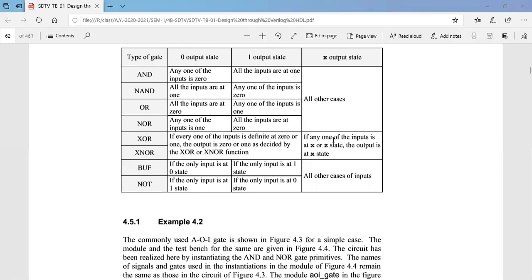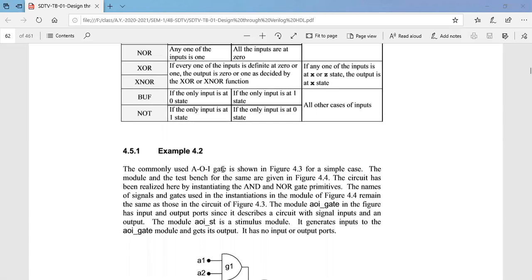So if any one of the inputs is at X or Z state, the output will be only X state. Generally, we don't make the output in the high impedance state. That thing we have already seen in the previous class. Generally, we don't show that output in the high impedance state. Okay.